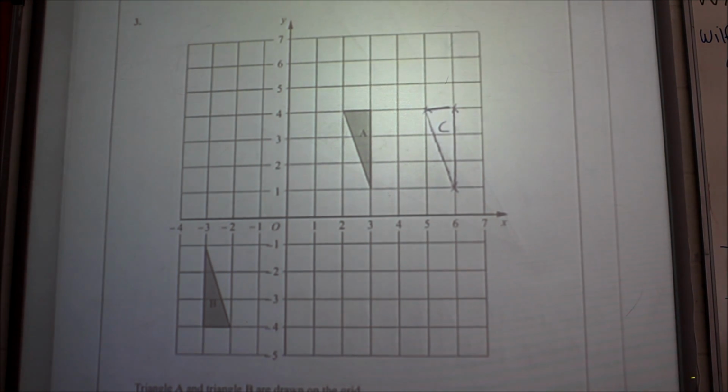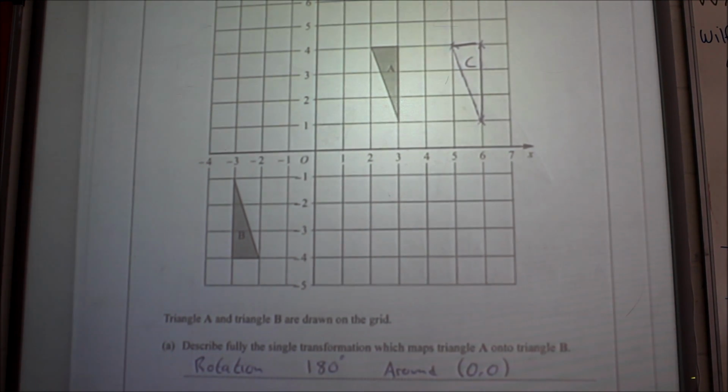Question number 3. Triangle A and B are drawn on a grid. There they are, A and B. Describe fully the single transformation that maps A onto B. 3 marks. It's a rotation 180 degrees around the point 0, 0, or the origin. So there's your 3 marks for that.